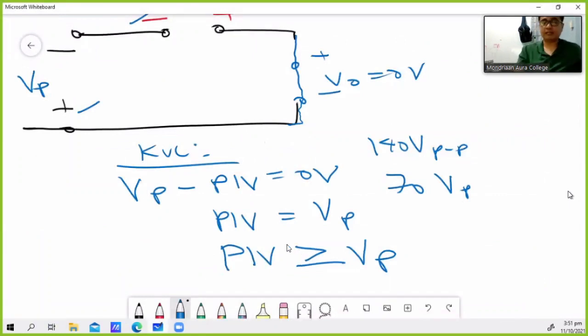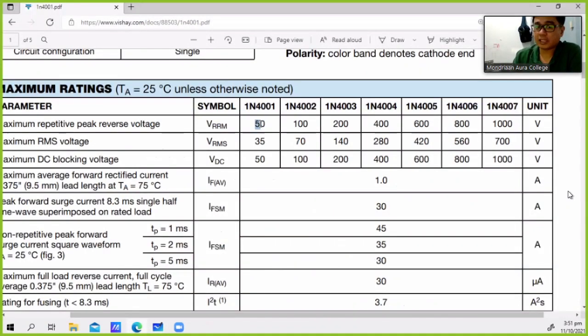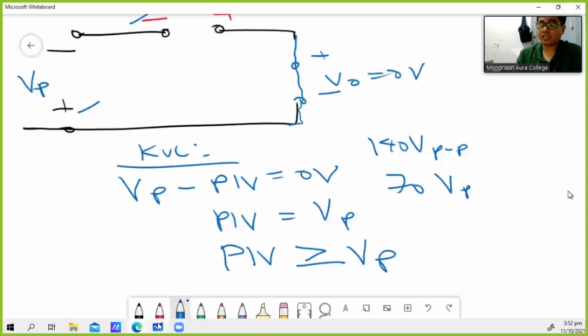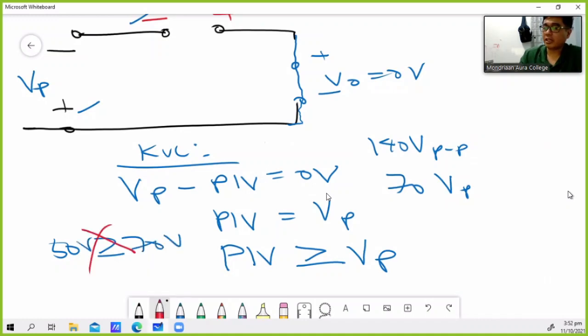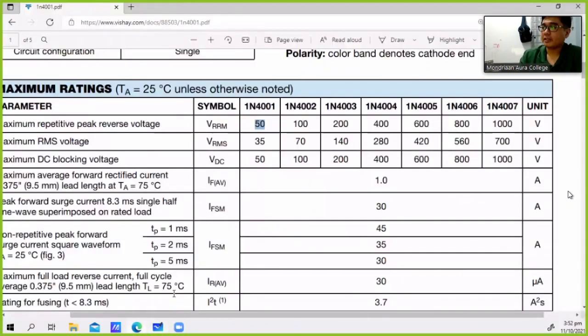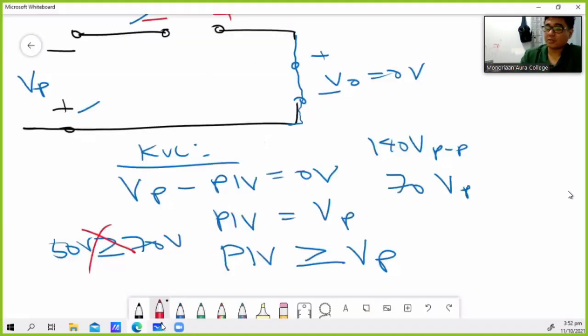Kung ang kinuha natin is yung 4001, tignan nyo 50 volts lang. So tignan natin kung pasok ba siya dun sa kondisyon natin. 50 volts greater than or equal to 70 volts? Siyempre hindi. So hindi natin pwedeng kunin si 4001. Next tayo kay 4002. So si 100 volts. So ito pasok.